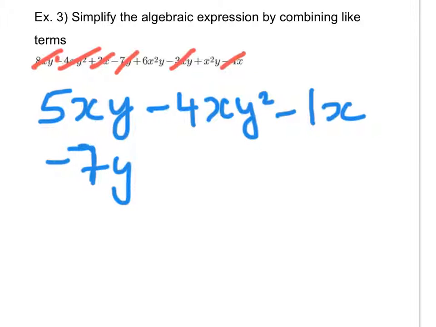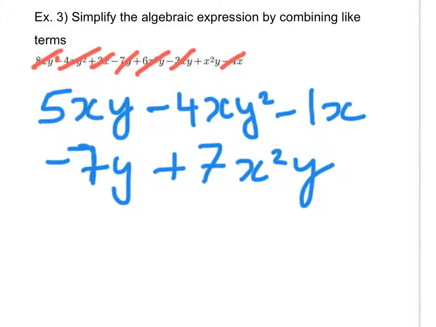Then we have x squared y. 6x squared y. And we have another x squared y. So we have 6x squared y plus x squared y, 7x squared y. Okay? That's it.